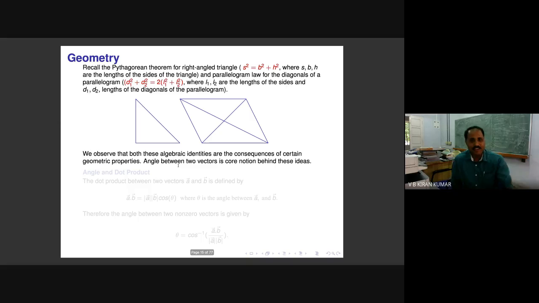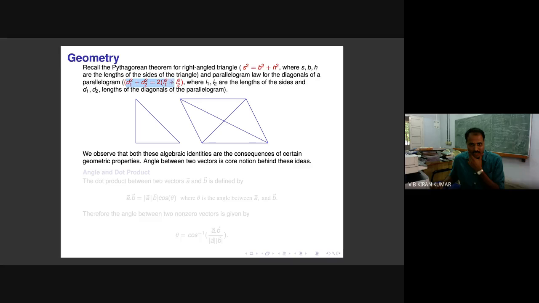Now let me come to the geometry business. So this is something quite familiar to all of you again. In our basic high school geometry, the Pythagorean theorem tells you that for a right angle triangle, you have s square equal to b square plus h square. And the parallelogram law tells you that if you consider a parallelogram with sides L1 and L2, then the diagonals D1 and D2 satisfy this law: D1 square plus D2 square equal to 2 into (L1 square plus L2 square).